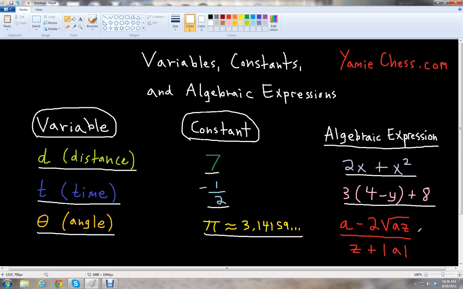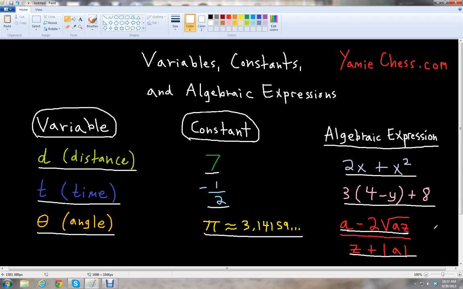You might also have algebraic expressions with more than one variable. You notice that there's a and z in this expression. You may have a minus 2 times the square root of a z over z plus the absolute value of a.